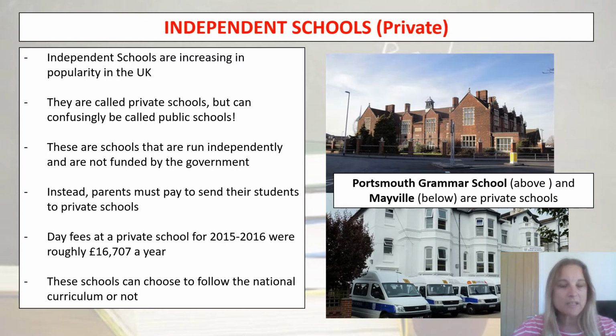So looking back at 2015, 2016, you're looking at around 16 thousand a year, so between 15 and 20,000 pounds a year to go to a private school for one child. So they're pretty expensive. They are very much affordable by just the few in society. And these schools can choose to follow the national curriculum, but they don't have to. So examples in our local area, we've got Portsmouth Grammar School or perhaps Mayville, both of which are up towards Southsea that you might have seen.